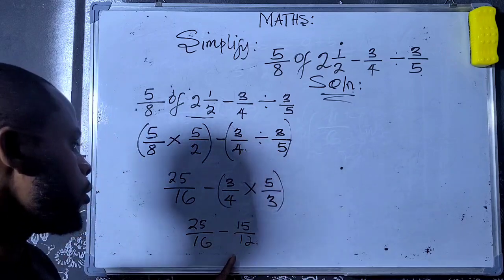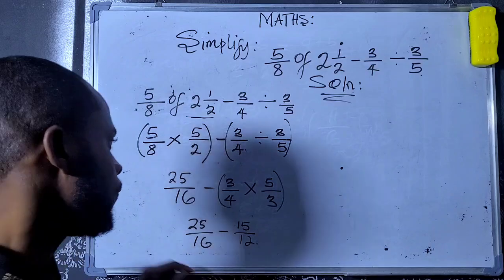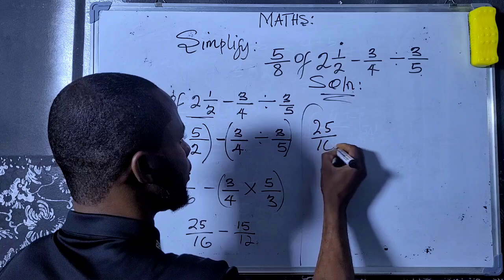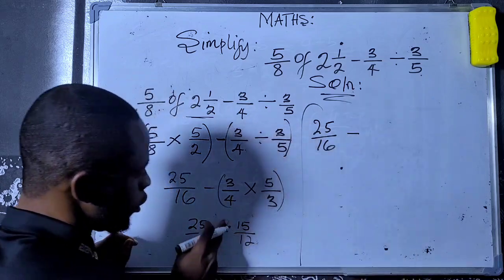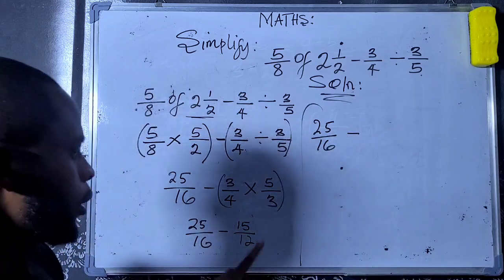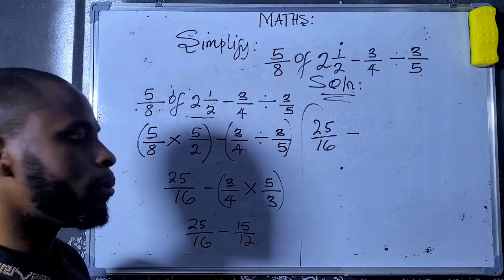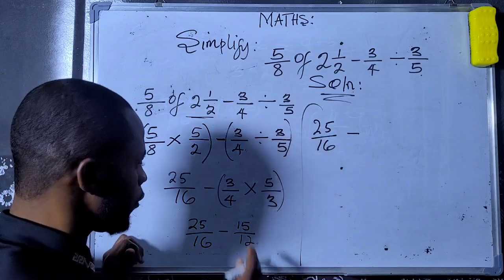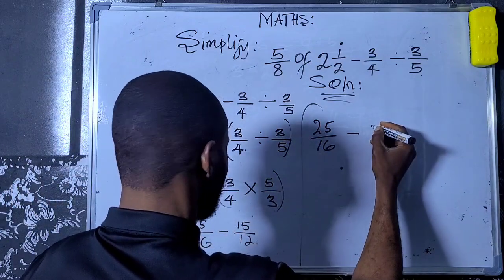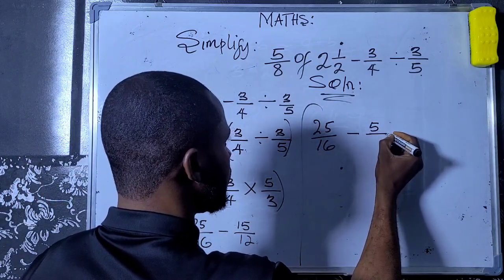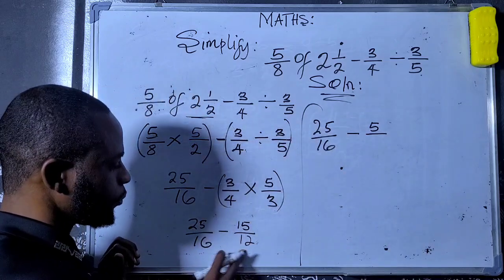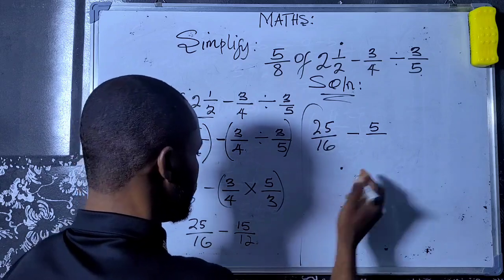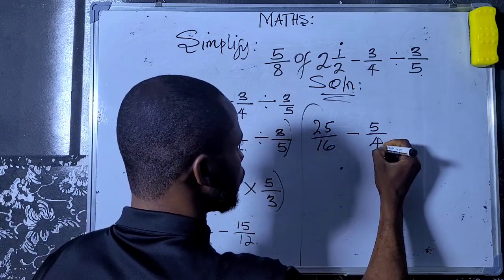Here we can still reduce this to the lowest form. Now I come down here, we have 25 divided by 16, then minus 3 would go into 15 and also into 12. Then you're going to divide both the numerator and the denominator by 3. Then we have 15 divided by 3, that will give us 5. Then 12 divided by 3, that will give us 4.